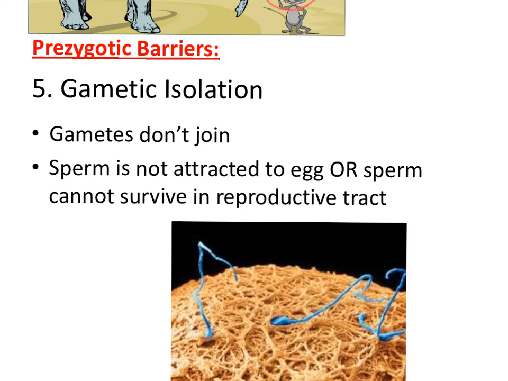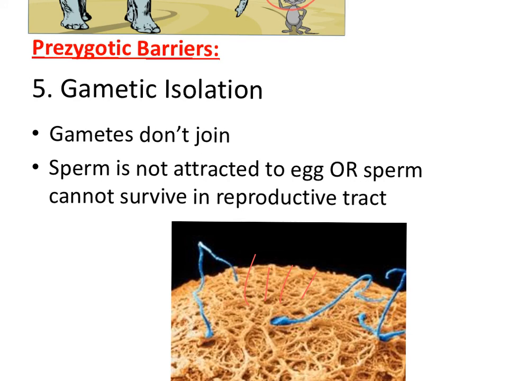Once the sperm gets to the egg, the sperm maybe cannot get into the egg, or maybe the female's reproductive tract is so acidic or so basic that it kills the sperm, or the sperm go into the female and they're just swimming aimlessly around and they don't know where to go, because normally on the surface of the egg there's all these chemical signals that attract the sperm. So gametic isolation is the idea that everything prior to this was good, but now the sperm and the egg don't actually join.